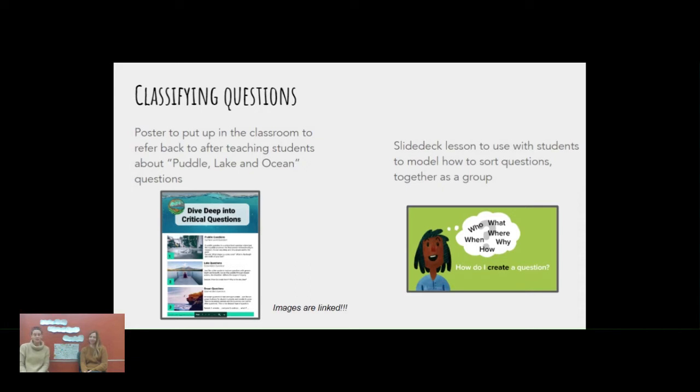And then open-ended questions we like to refer to as ocean questions. So like an open-ended question, a question that we may never get to the answer of, an ocean is probably impossible for our kiddos to get to the bottom of. If we were to go to the deepest part of the ocean, it'd be impossible for us to touch the bottom. So we call these questions ocean questions.